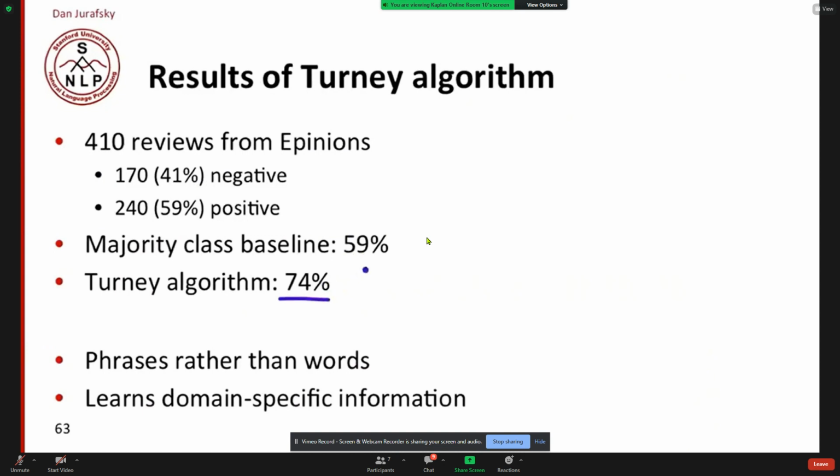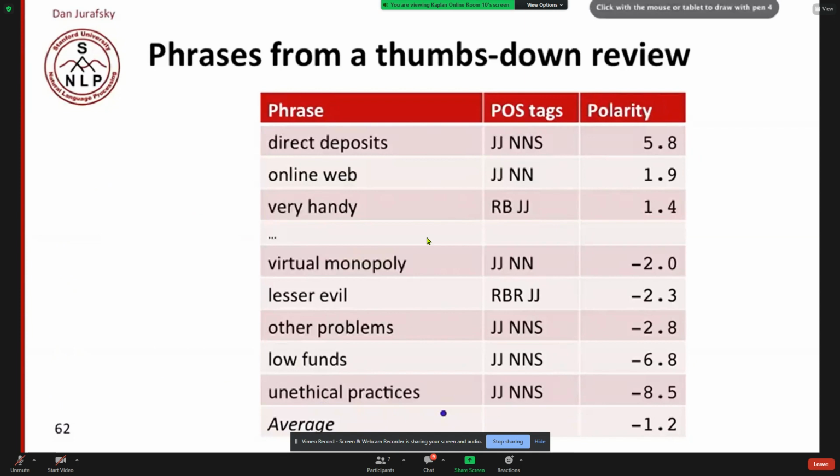So the Turney algorithm was evaluated on various kinds of review sites and does a better job than just the majority class baseline at predicting the polarity of a review. What's important about the Turney algorithm is that it lets us look at phrases, learn phrases rather than just words. And what's true in general about these unsupervised algorithms is we can learn domain-specific information that might not be in some online dictionary.